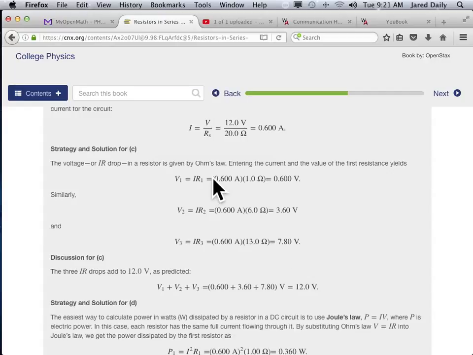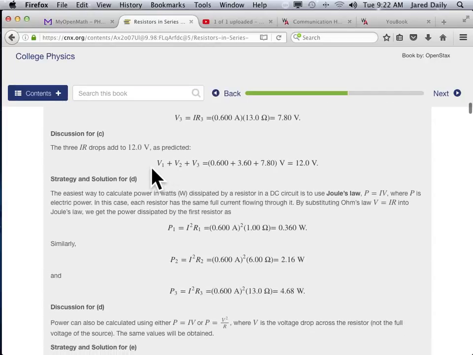And notice that for the same current, since they all have 0.6 amps going through them, the voltage drop, or the change in voltage across each resistor, is directly proportional to the resistance. A 1 ohm resistor has a small amount of voltage drop compared to a 6 ohm resistor. The 6 ohm resistor gets 6 times as much voltage drop, and the 13 ohm resistor gets 13 times as much voltage drop as the 1 ohm resistor. So it is directly proportional to the resistance, and the proportionality constant is that constant current going through all resistors.